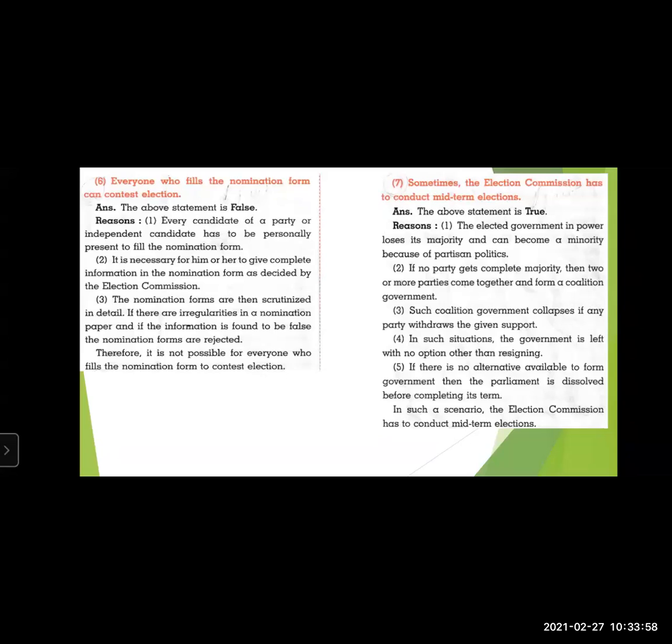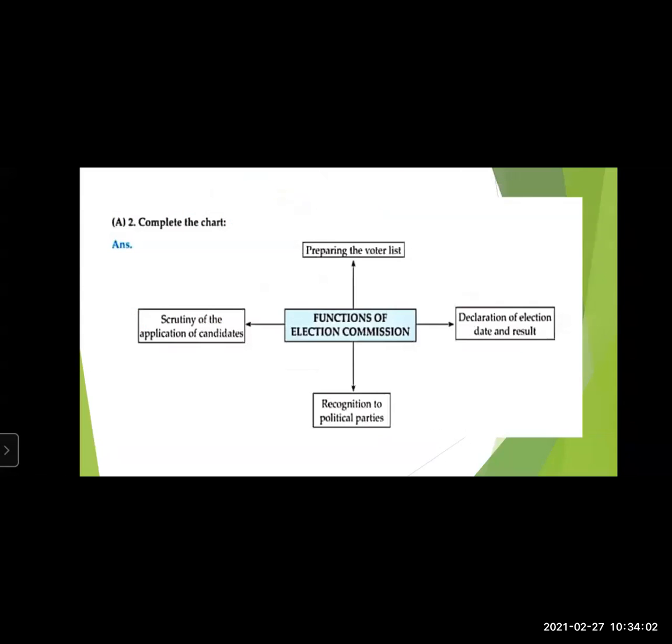So these are the points you need to mention if you get such questions. Then we come to the concept chart. Complete the chart for the functions of the Election Commission. There are a total of 5 functions. You have got 4 here, so you can mention any four out of 5, like preparing the voters list, declaration of election date and result, recognition to political parties, scrutiny of the application of candidates.